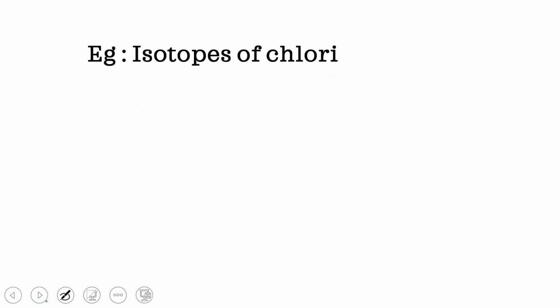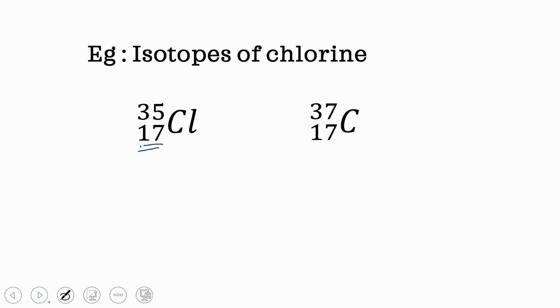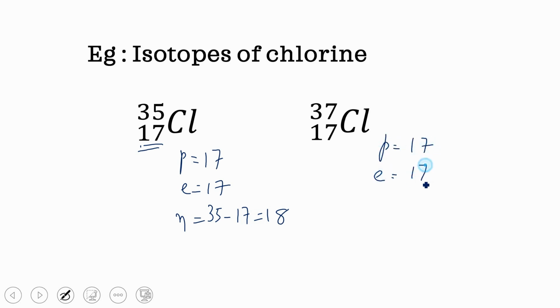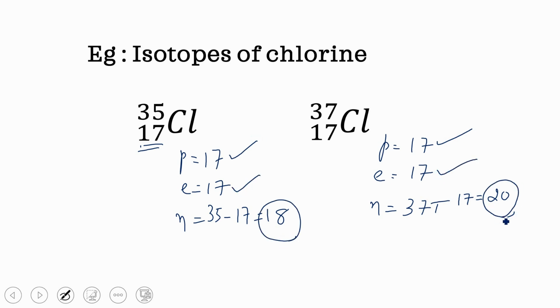Another example is the isotope of chlorine. One chlorine has atomic number 17, mass number 35. The other has atomic number 17 and mass number 37. So how many protons will be there here? Proton will be 17, electron will be 17, neutron will be 35 minus 17, that is equal to 18. For this chlorine atom, proton is equal to 17, electron is equal to 17, neutron is equal to 37 minus 17, that is equal to 20. So again, they have the same number of protons, same number of electrons, but differ in the number of neutrons only.